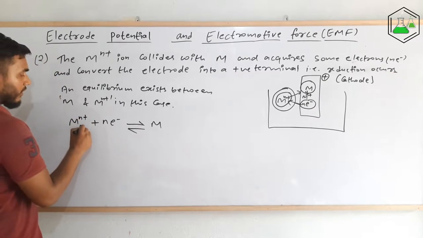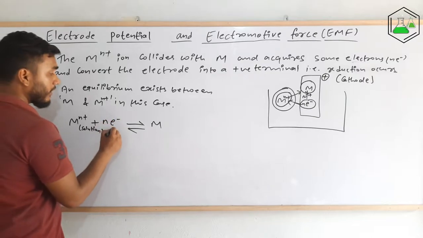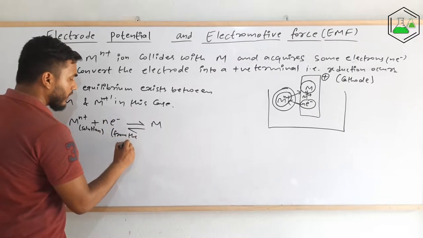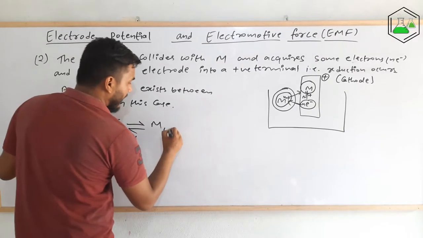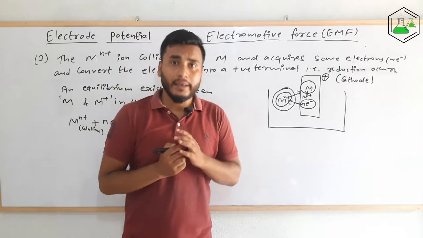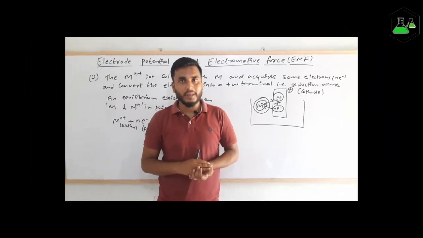This Mn plus is in the solution, or in the aqueous form. It gets electrons from the metal and finally forms the solid metal, or simply you can say the electrode. So this is the second case. Now let's see the third case.